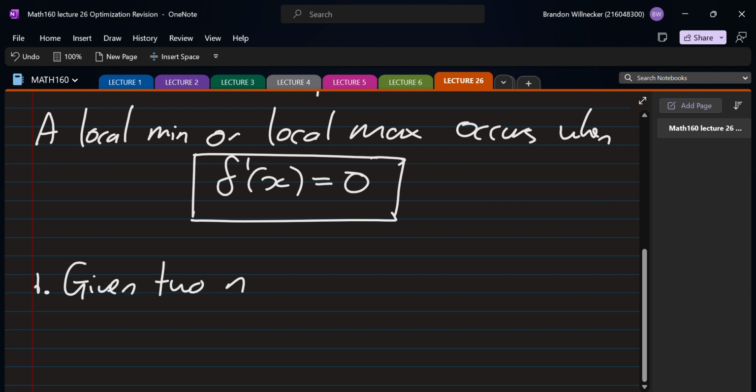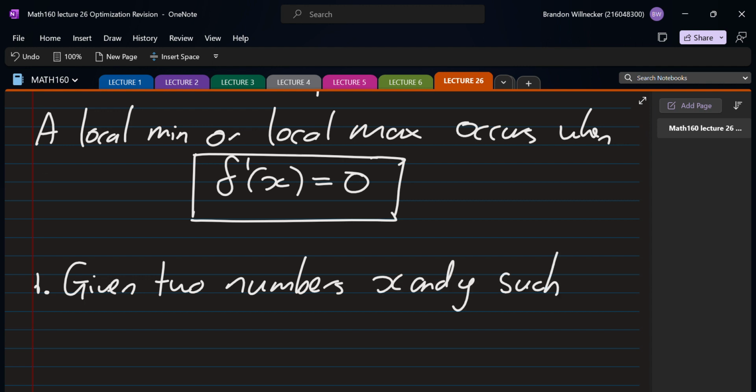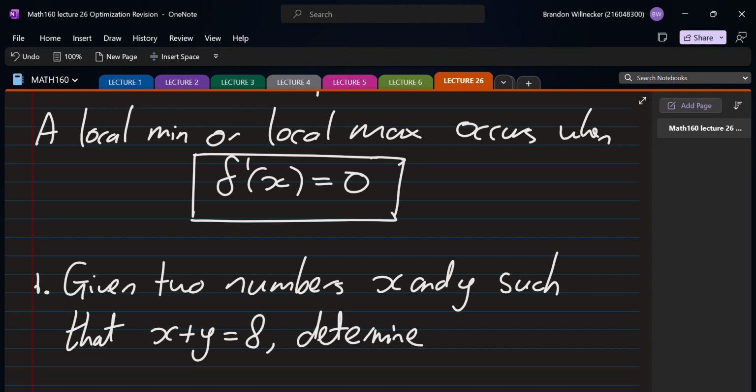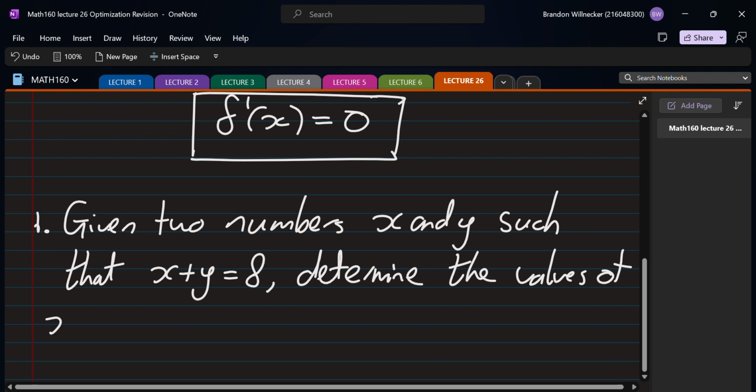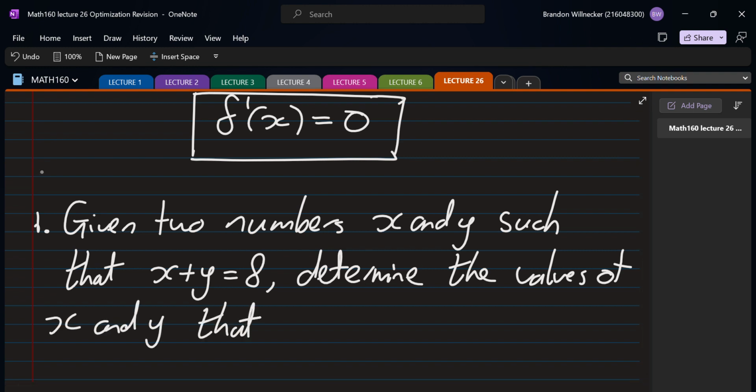Given two numbers x and y, such that x plus y equals 8. So we've got a restriction on these two numbers. Determine the values of x and y that give a maximum product.